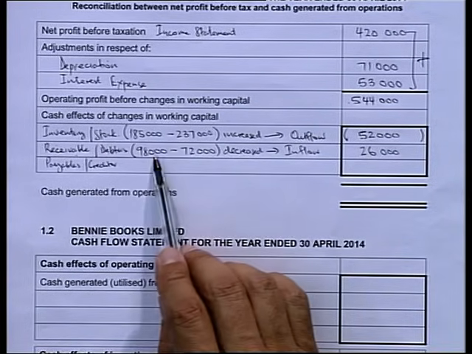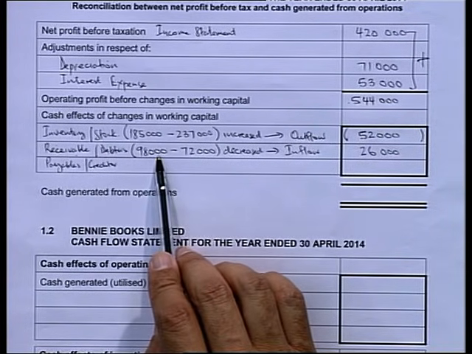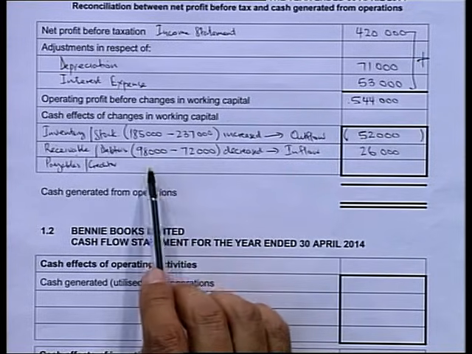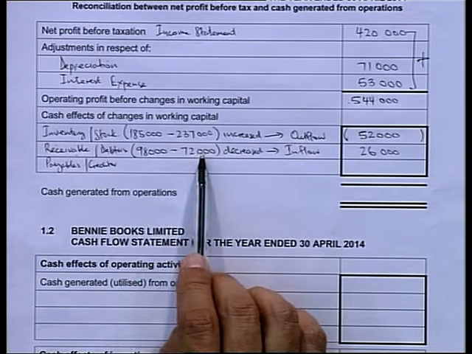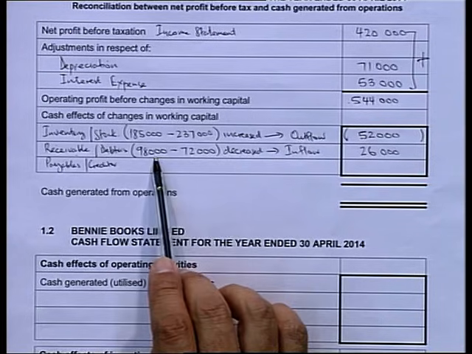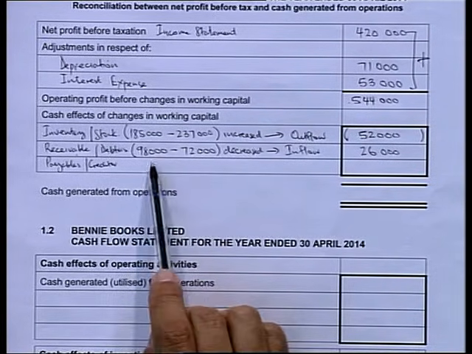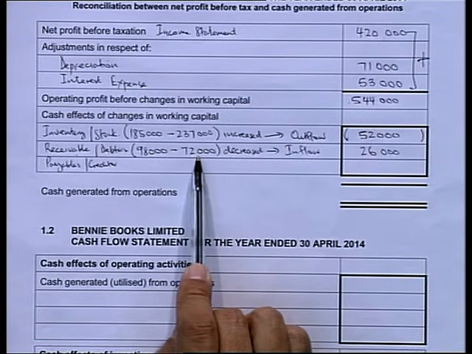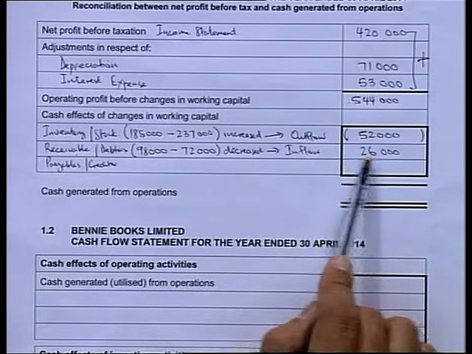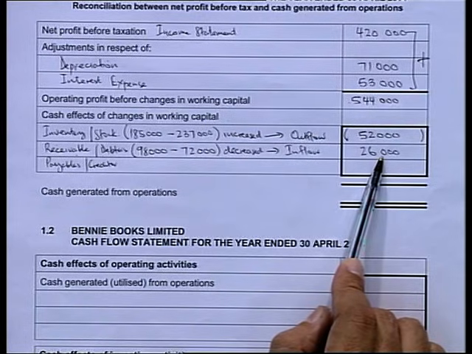So once again, quickly, for receivables, no note. So we go straight to the balance sheet figures and we just take the difference between the previous year's figures and this year's figures. And the receivables decreased from 98,000 to 72,000. So we received money, so it will be recorded as an inflow.